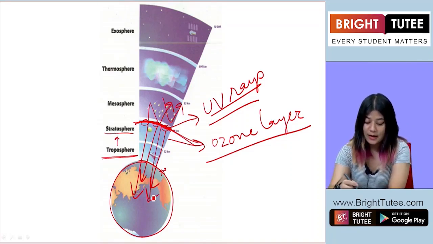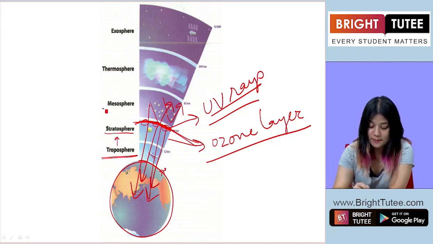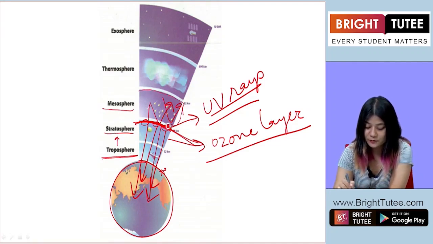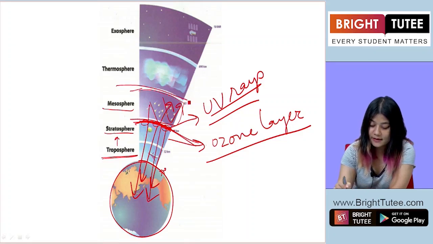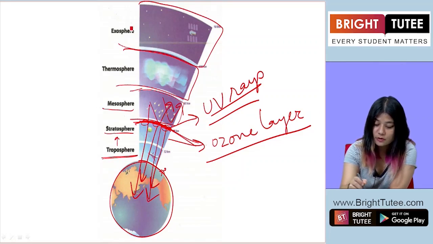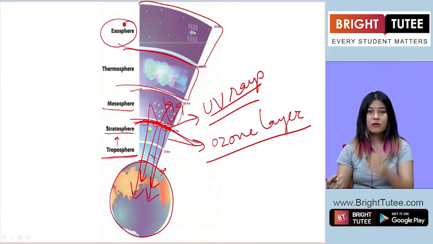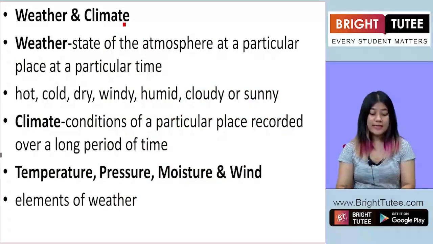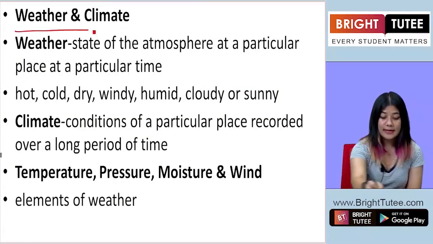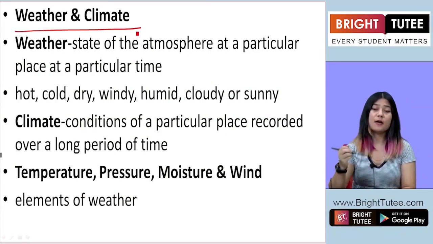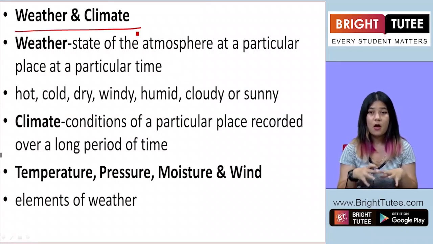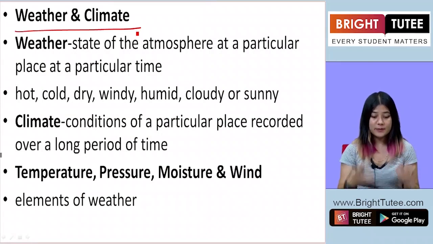Okay. Next to stratosphere is mesosphere. So this is mesosphere. Alright. And then comes thermosphere and then exosphere. Exosphere is the outermost atmospheric layer of the earth. Alright. Now let us look at weather and climate. Weather and climate are also important components of air, of atmosphere.